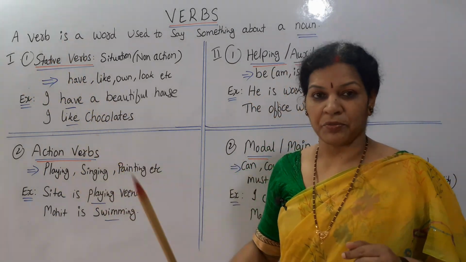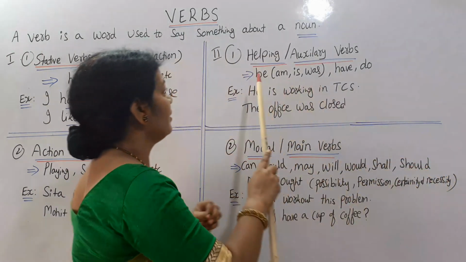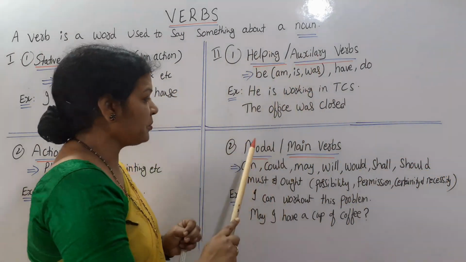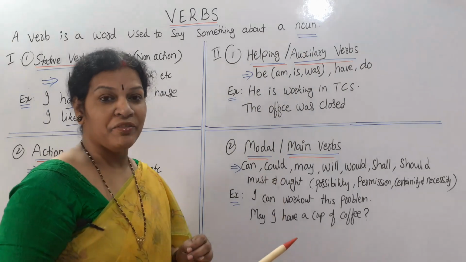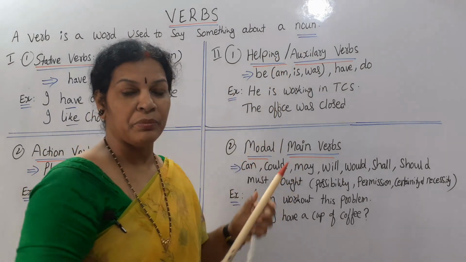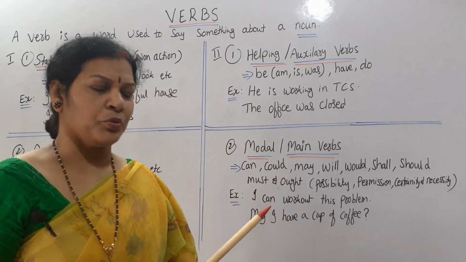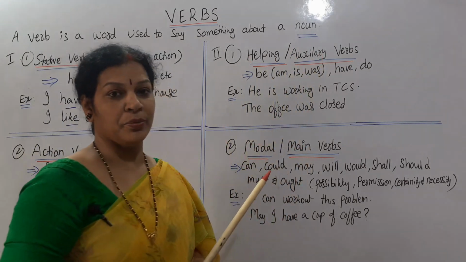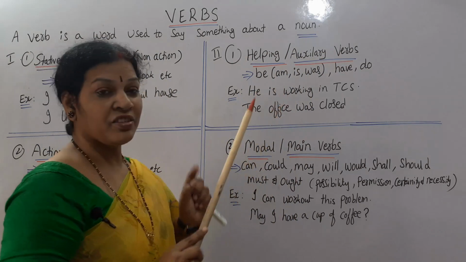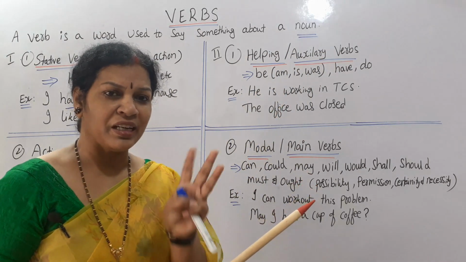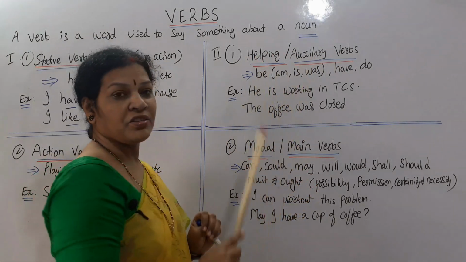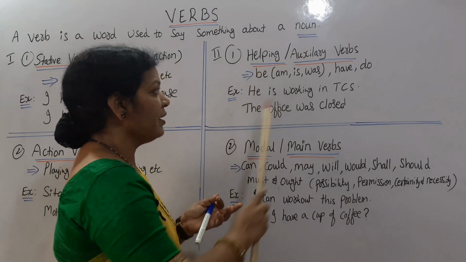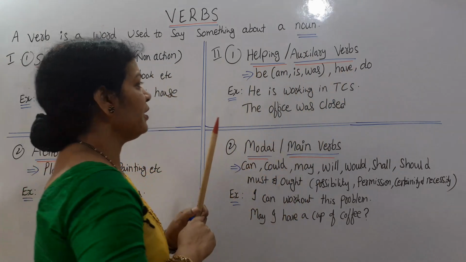Stative verbs and action verbs. Number 2 is helping or auxiliary verbs or modal, and main verbs. These 2 categories you have to remember here. What are these 2? The first one is helping verbs or auxiliary verbs. Helping verbs or auxiliary verbs means only 3 things we consider as helping or auxiliary verbs. Those are be, have, do, right?